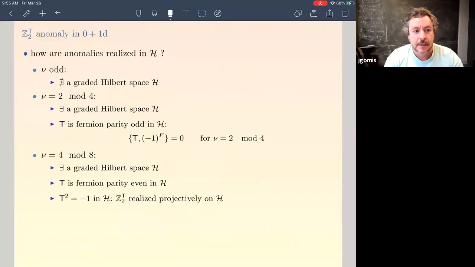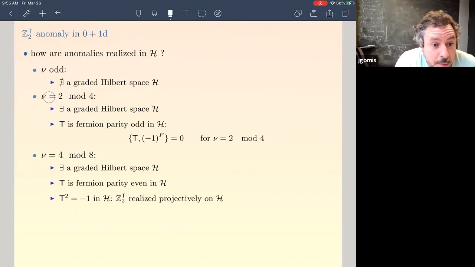Now, how are the anomalies for time reversal symmetry realized in the Hilbert space? Let me tell you what the answer is. We'll see that the severity of the anomaly increases with the degree of the layer. When nu is odd, the anomaly is very severe. Essentially, there doesn't exist a graded Hilbert space at all. There is no operator in your Hilbert space that anticommutes with the fermions. It just doesn't exist. So the basic premise that you have a fermionic system is already problematic. You do not have a graded Hilbert space: there is no operator (-1)^F that anticommutes with all the fermions in the Hilbert space.